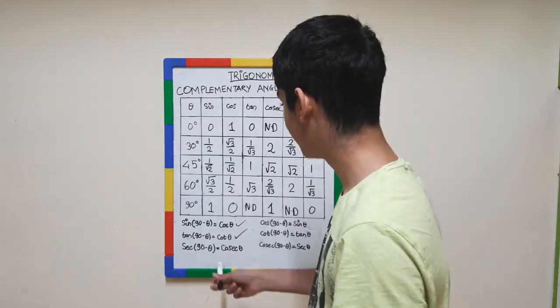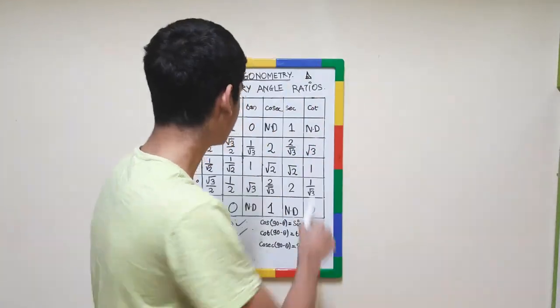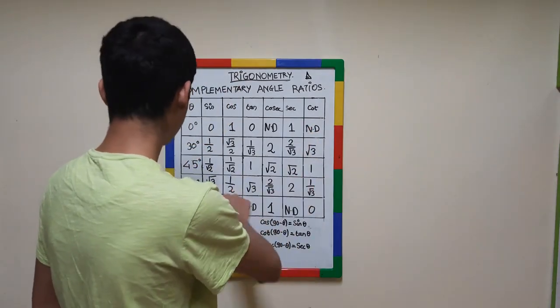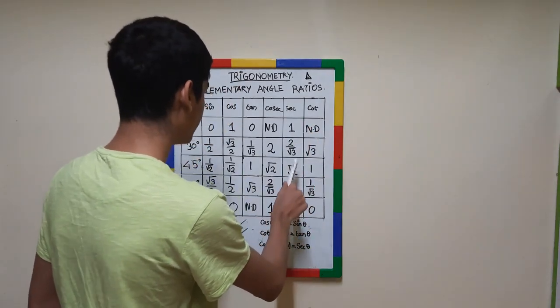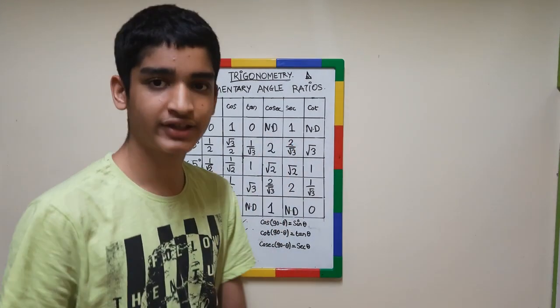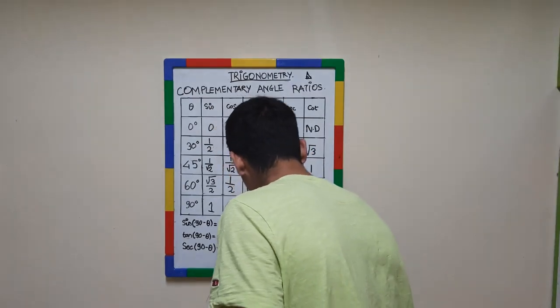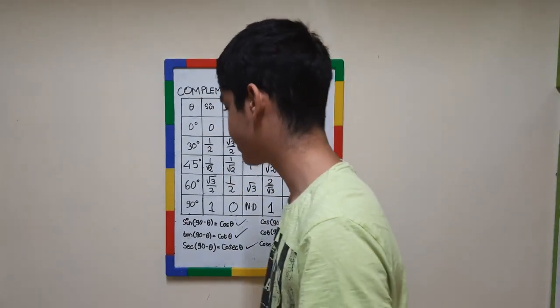Correct? Okay. Now let's try to confirm our suspicions. Sec 60 is 2, and cosec 30 is 2. 2 is equal to 2. Therefore, this identity also holds correct. And of course, it has its inverses.